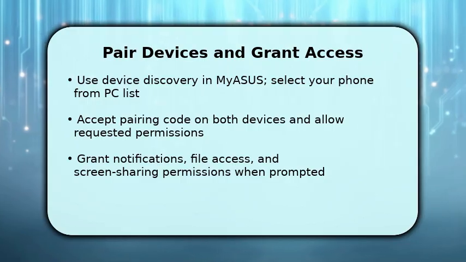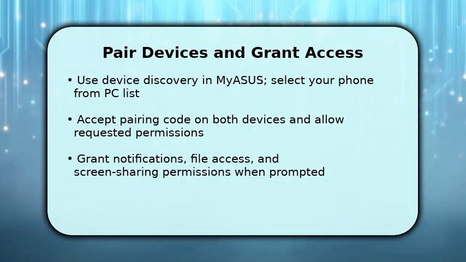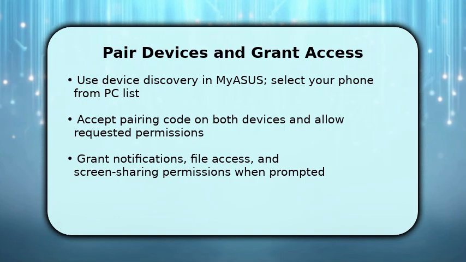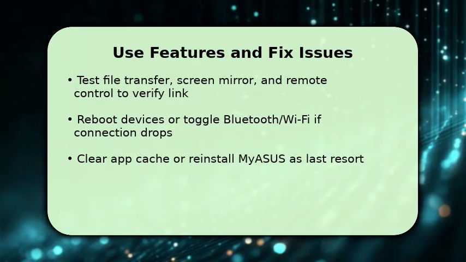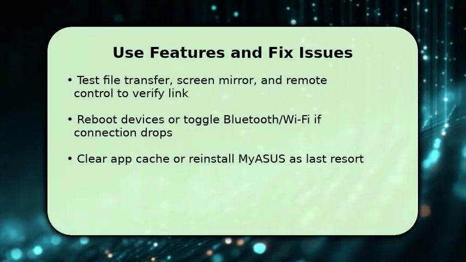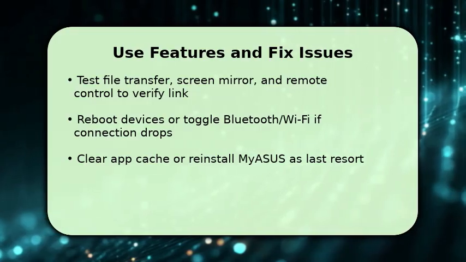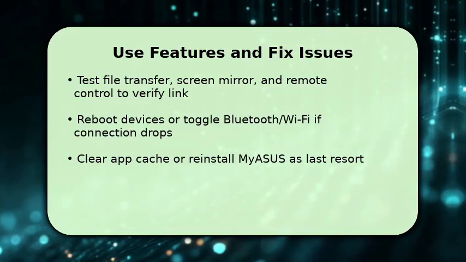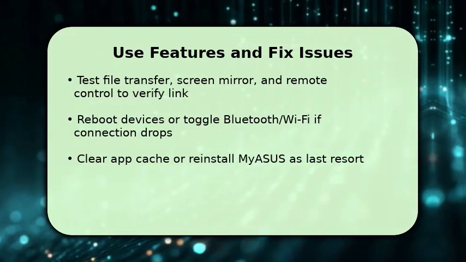Once permissions are accepted, the two devices finalize a secure connection and register as Link. You're ready to use Link to MyASUS features. Transfer files via drag and drop, mirror your phone screen, and control notifications from the PC. Try a quick file transfer to confirm functionality.